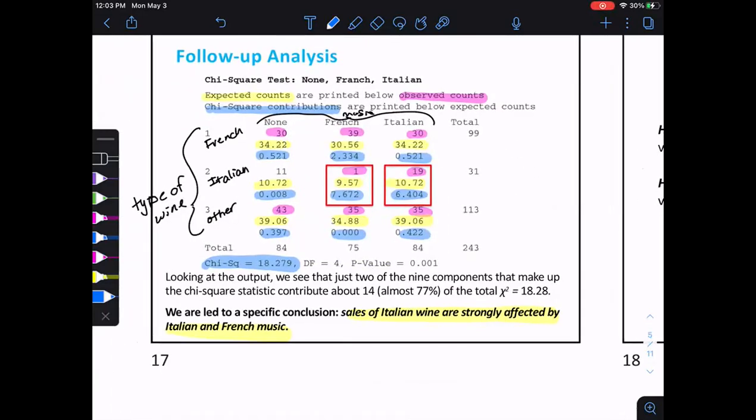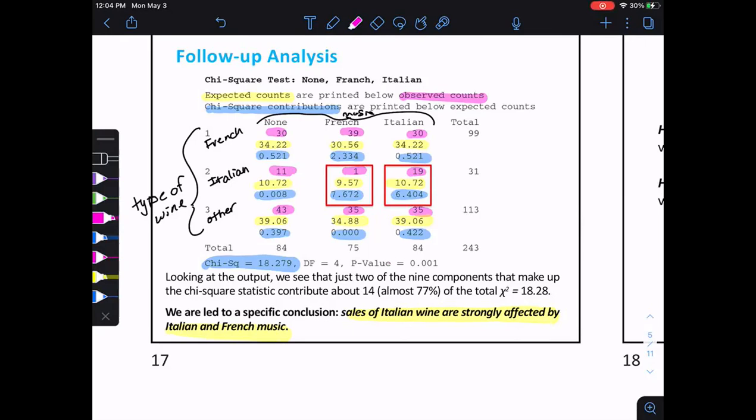The only other thing that I really want to talk about is if AP gives you a computer output. This is not something that you guys would actually have to come up with, but AP may give you this computer output. So I did highlight the expected counts in yellow. Observed counts are in pink. And chi-squared contributions, the chi-squared test, remember, gave us a chi-squared number of 18.1. So each portion, each relationship kind of gives you their part that they added in there.